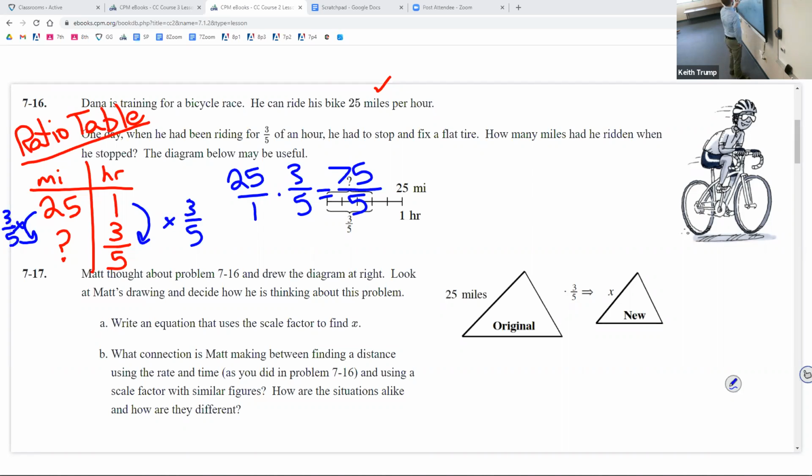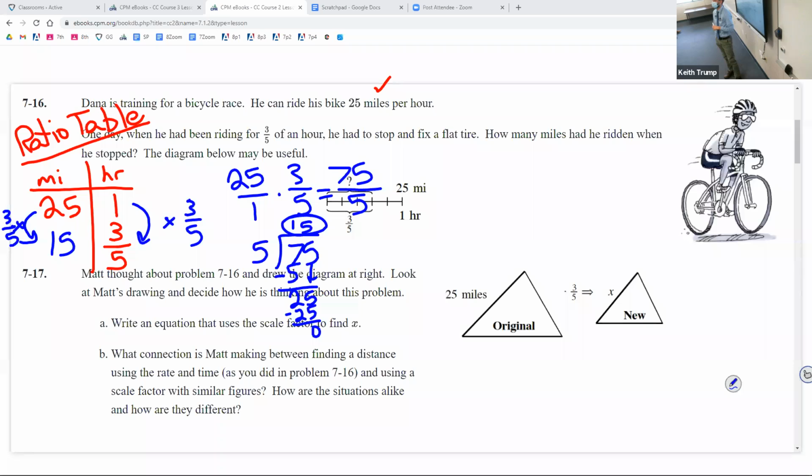Now, I might not know 75 over 5 right away mentally, so I'll go ahead and do a little bit of long division here. I'll do 75 divided by 5. 5 goes into 7 one time. I'm just going to speed up a little bit here. 5 goes into 25 5 times. And we're all done. So 15. So the number I'm going to put here is 15. So in 3/5 of an hour, he rode 15 miles.